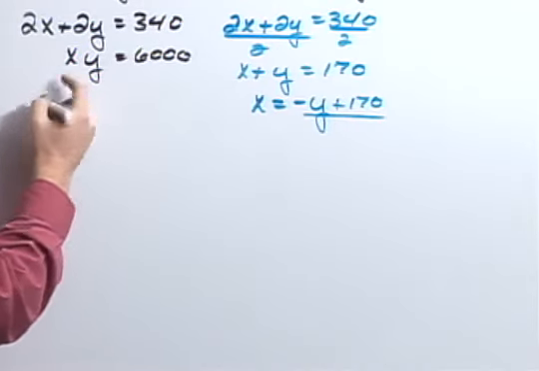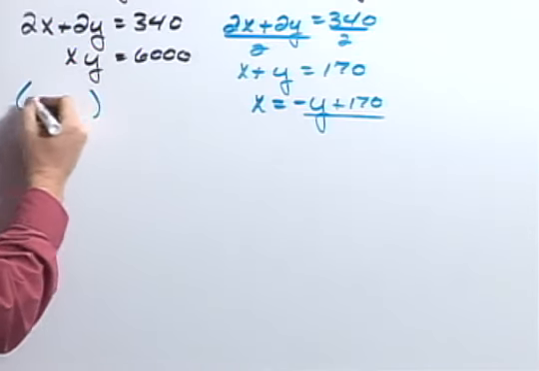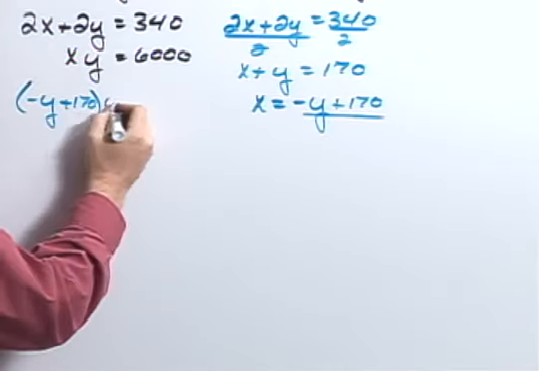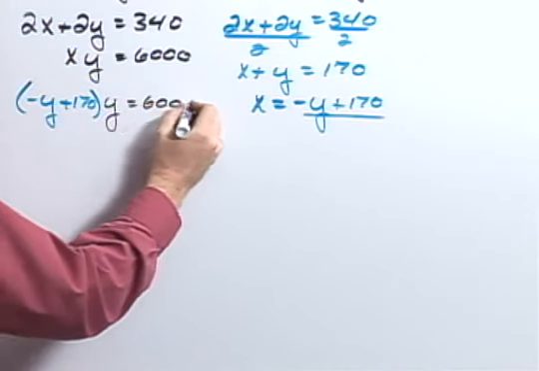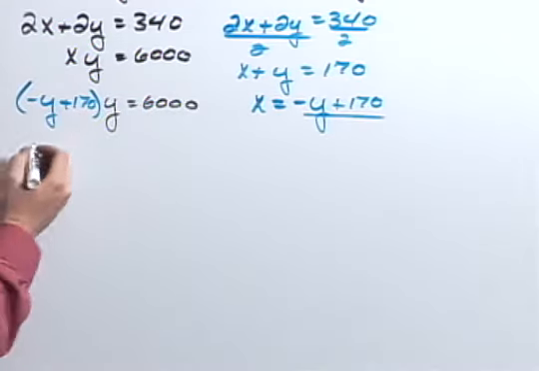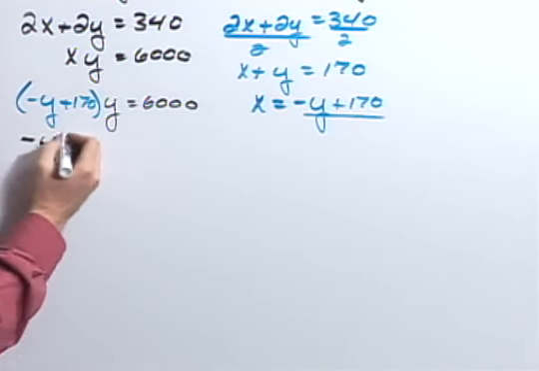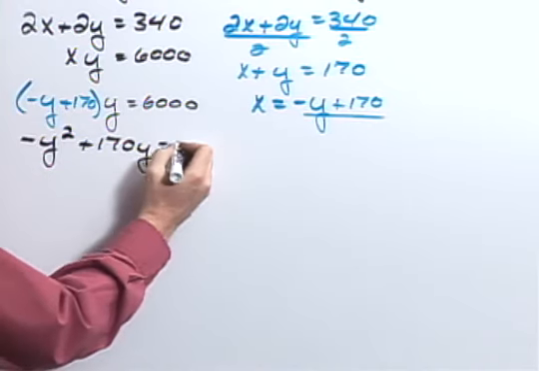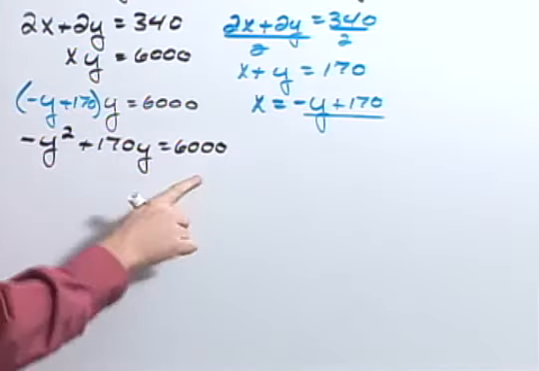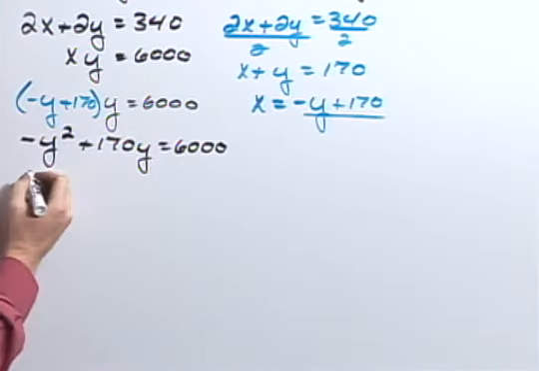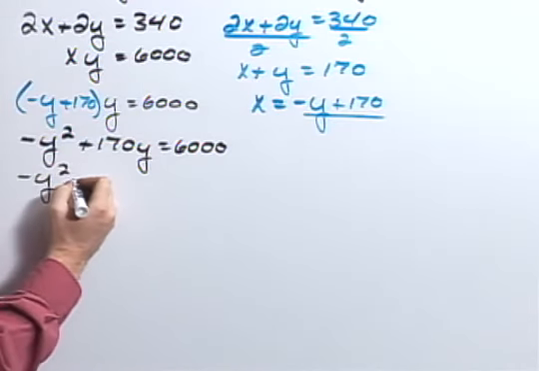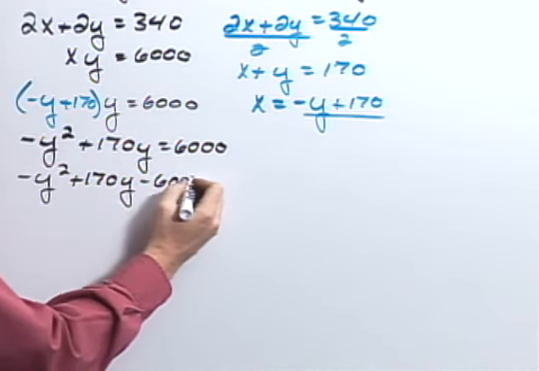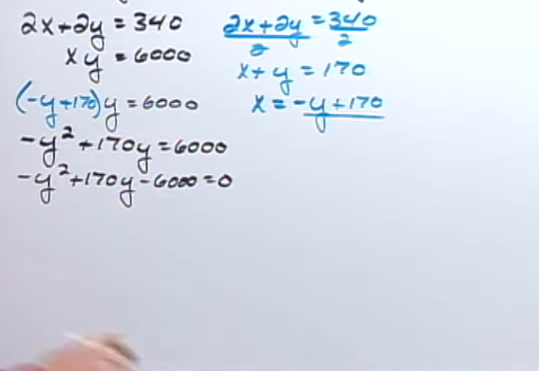So instead of x, I would have negative y plus 170 times y would equal 6,000. Distributing the y throughout gives me negative y squared plus 170y equals 6,000. And now I can subtract 6,000 from both sides. So negative y squared plus 170y minus 6,000 equals 0.